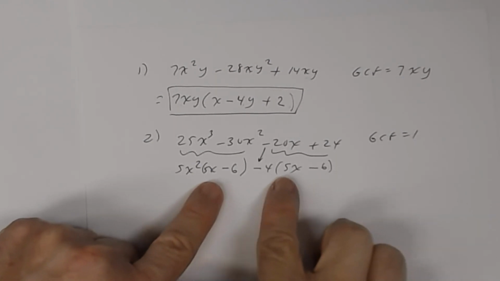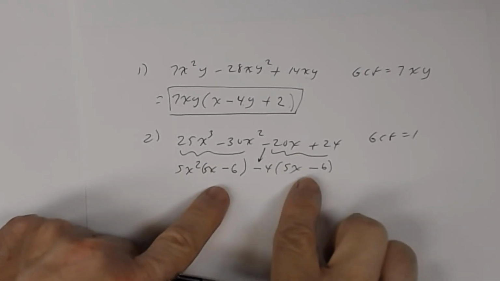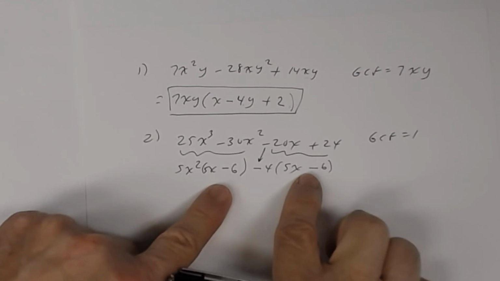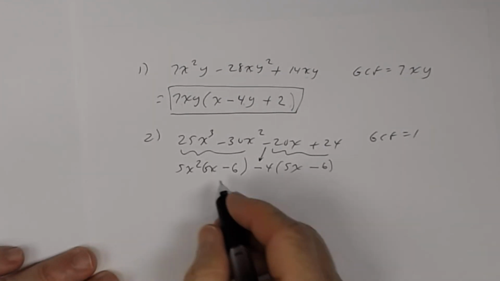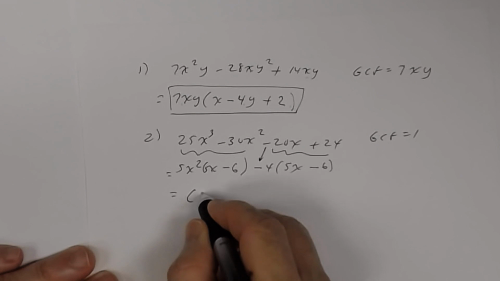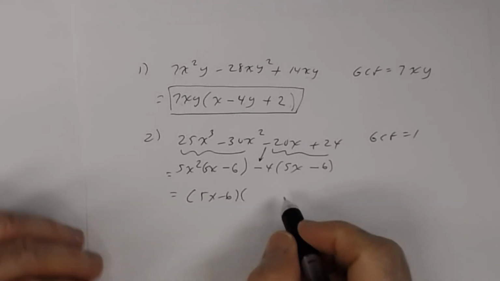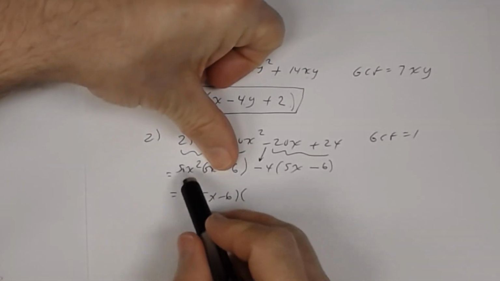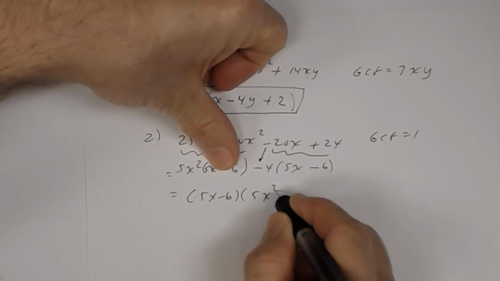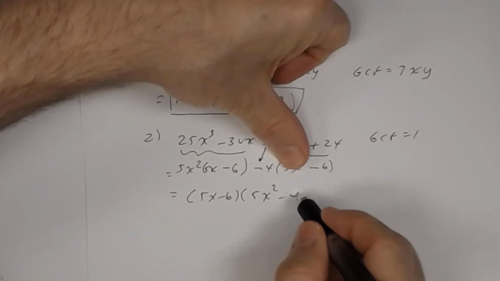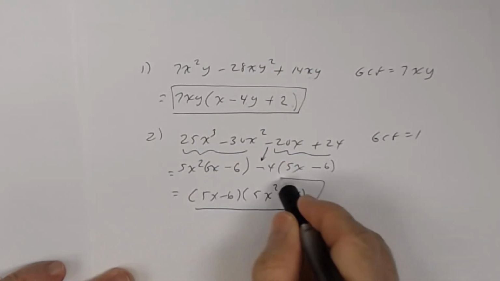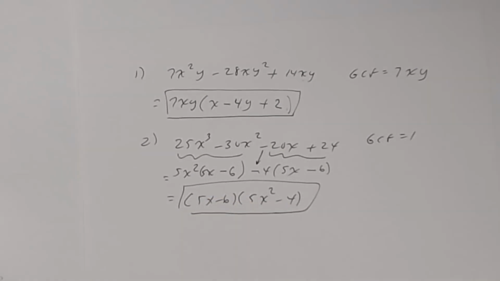Now if you look at these two terms here, you see they have something in common, the 5x minus 6. So you factor it out. I get 5x minus 6 times, now when I factor out the 5x minus 6, I'm left with 5x squared minus 4. And so that's the answer to number 2.